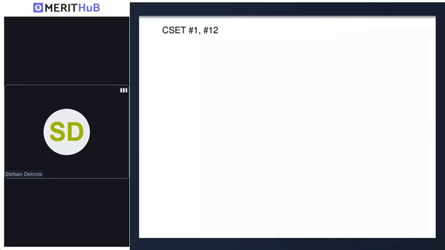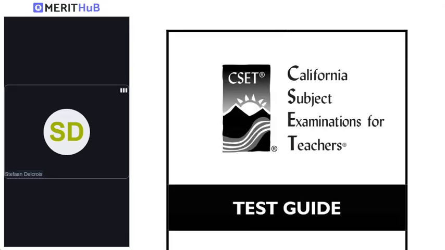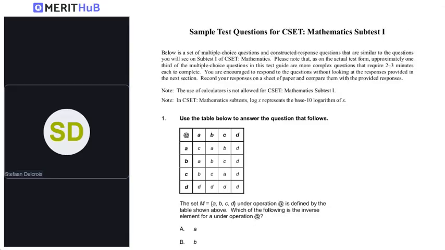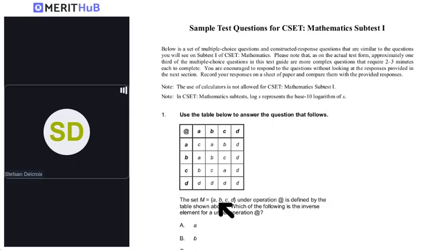Okay, let's do one or two exercises from the CSET related to groups. So question 1 and question 12. Question 1. Use the table below to answer the question that follows. So we have a set M with elements A, B, C, D under an operation defined by the table above. So what does that mean? For example, C operation D is D. C operation A is B. That's how we have to read this table.